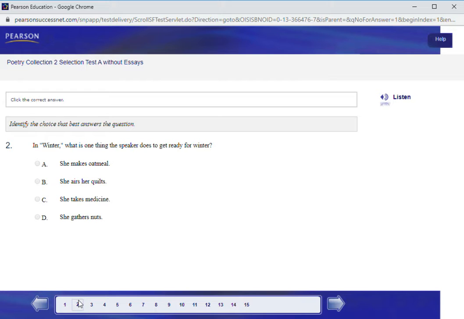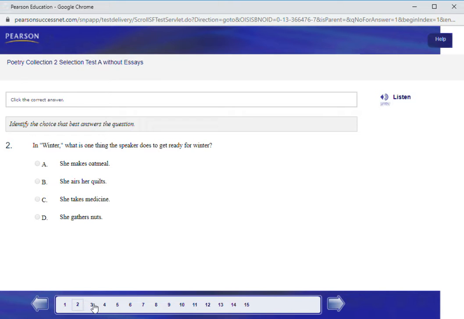Okay, number two. In "Winter," what is one thing the speaker does to get ready for winter? So we have to go back to the speaker, not any of the other animals that she's comparing human activity to. It said children take medicine. It said the animals, the squirrels, gather nuts. It says, "I air my quilts." So if you go back and look at the poem, B is going to be your best choice.